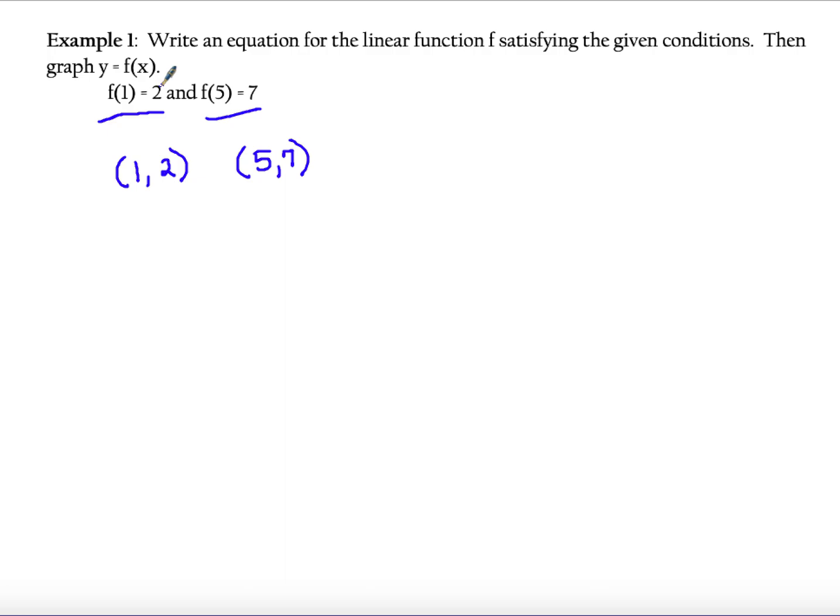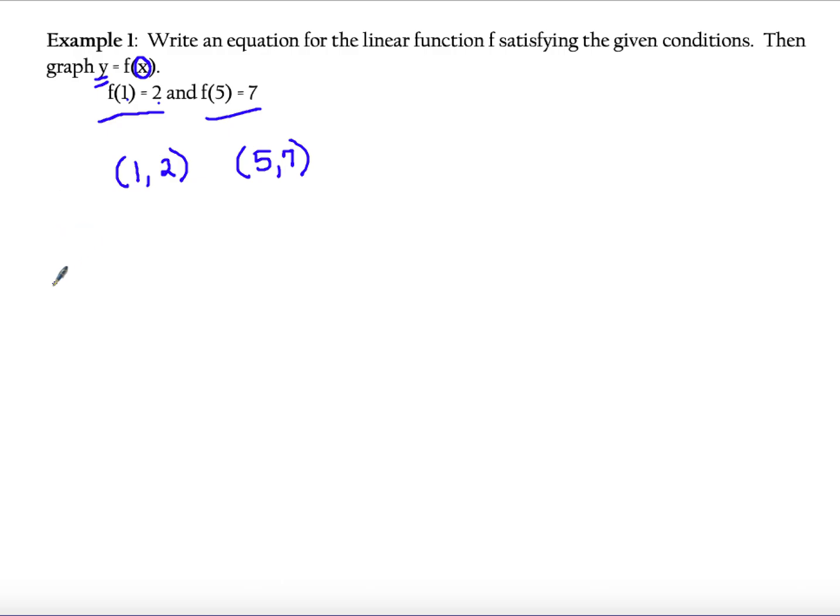It's pretty common for people to flip-flop that and tell me that this is the point 2, 1 and this is the point 7, 5. We don't want to be making that mistake. One easy way to remember that is that this is f of x, so the x value goes inside the parentheses, and f of x is equal to y, so inside the parentheses is the x, and it's equal to the y value. That's the 2 value that you see there.